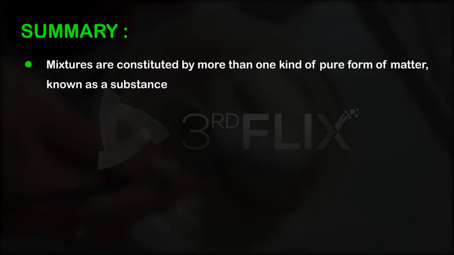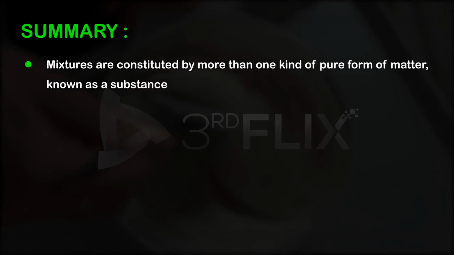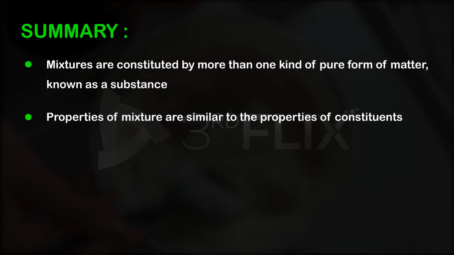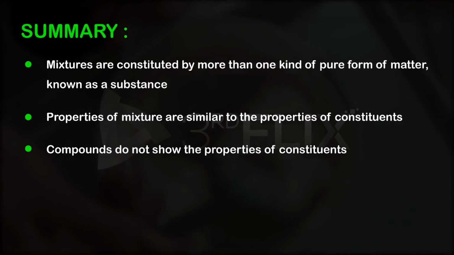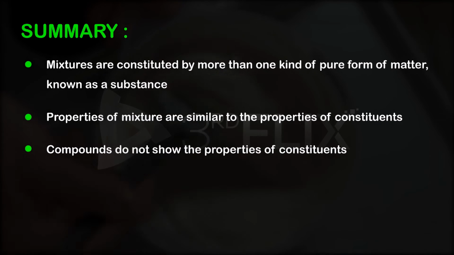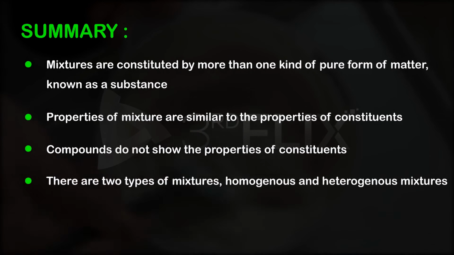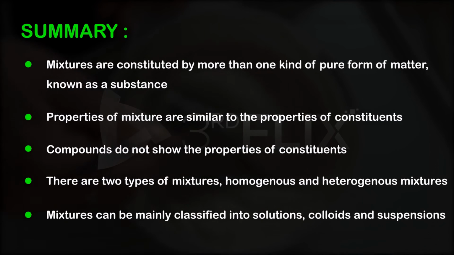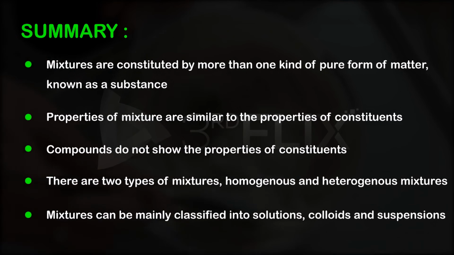Summary: mixtures are constituted by more than one kind of pure form of matter, known as a substance. Properties of mixture are similar to the properties of constituents. Compounds do not show the properties of constituents. There are 2 types of mixtures, homogeneous and heterogeneous mixtures. Mixtures can be mainly classified into solutions, colloids and suspensions.